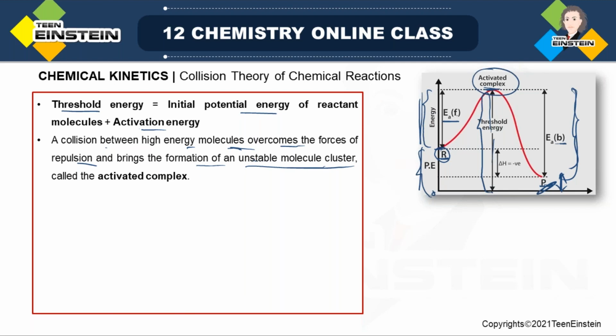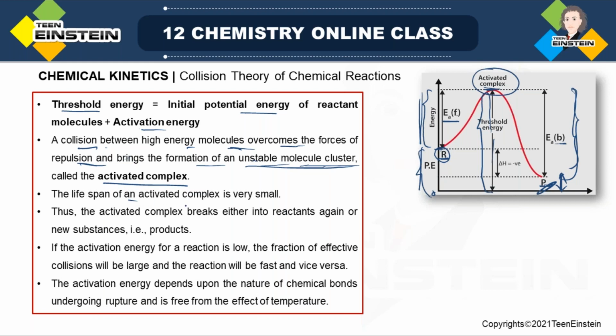Okay, so collision between high energy molecules, collision with proper energy, overcomes the force of repulsion, because when two atoms are approaching each other, as there is presence of electrons, there can be repulsion between the electron density of each atom. So we have to overcome this repulsion also. That is the reason proper collision with proper energy is required, so that this repulsion can be overcome and it can form this unstable molecular cluster, that is the activated complex, which has very high energy, that is why it is unstable.